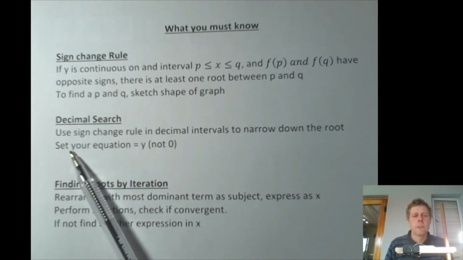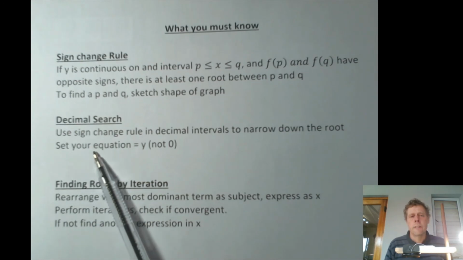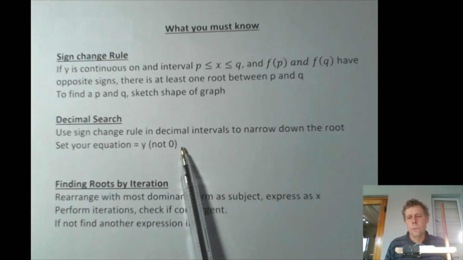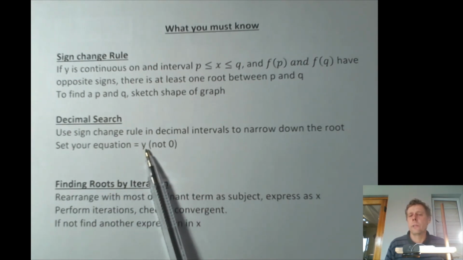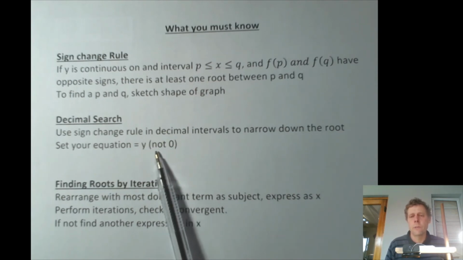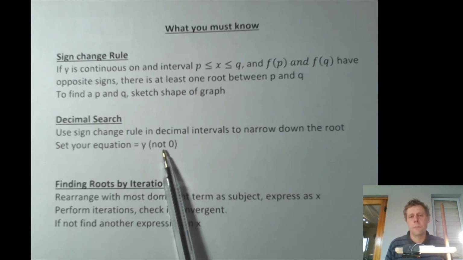Okay, a tip with this decimal search is they give you an equation equal to 0. You change that equation to equal y, and you see where y is changing sign. Okay, very unusual to introduce a variable, but that's a key to how this method is used. So just be aware of that.